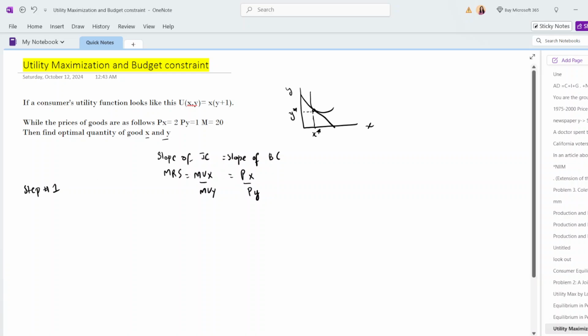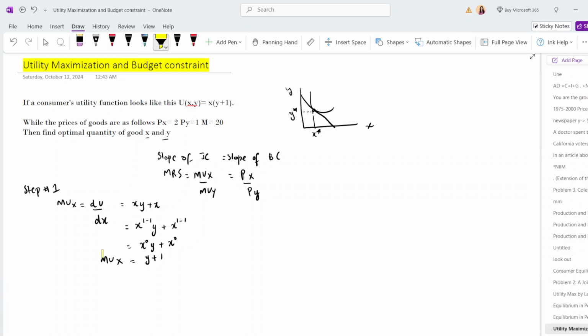In this, I'm gonna find out MUX and MUY. Marginal utility of X tells us how much utility will change when one more unit of good X is consumed. Looking at this utility function, it looks like xy plus x. I've taken x inside the parenthesis and multiplied with y and then x, and then we can easily take its derivative. X would become 1 minus 1, y stays as it is. Same would happen to this x as well. So we get x to the power of 0 times y over here and x to the power of 0 over here. In the end, it's just y plus 1. That's our MUX. Then we can do the same thing and find MUY as well.